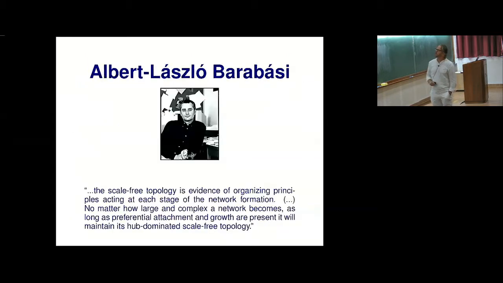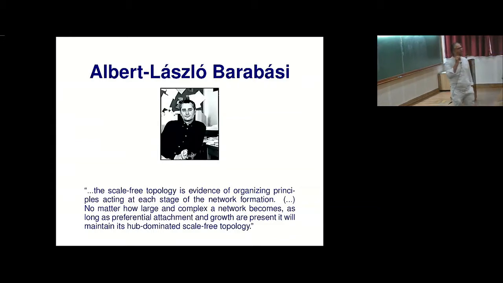Okay? So this is what Barabasi says about it. Barabasi is not known as the most humble person. He says, the scale-free topology is evidence of organizing principles acting at each stage of the network formation. No matter how large and complex a network becomes, as long as preferential attachment and growth are present, it will maintain its hub-dominated scale-free topology. Now, this is not exactly true as stated here.